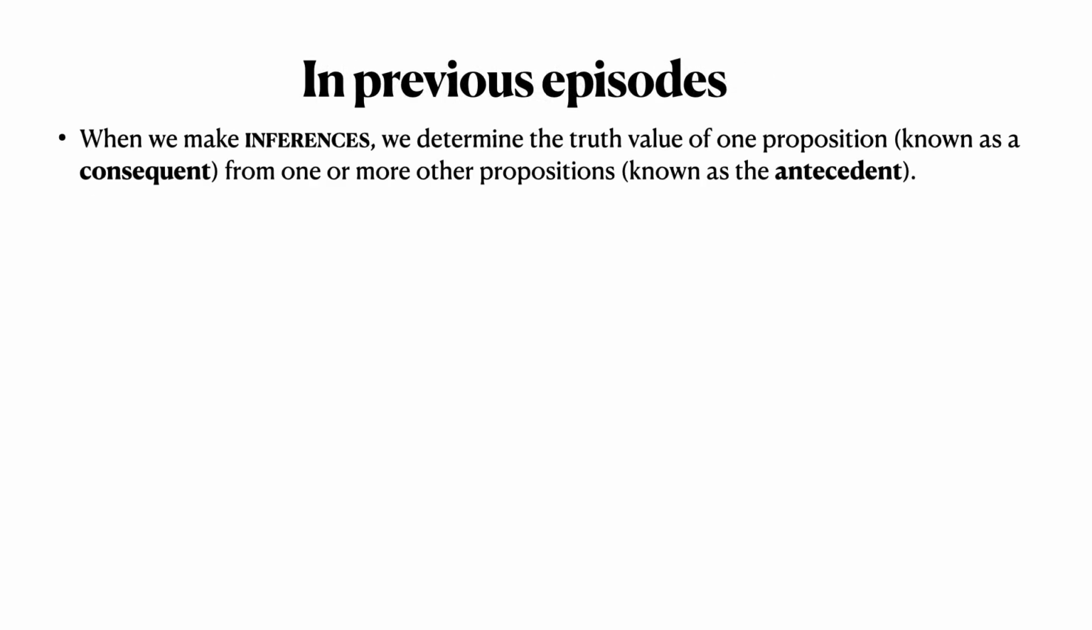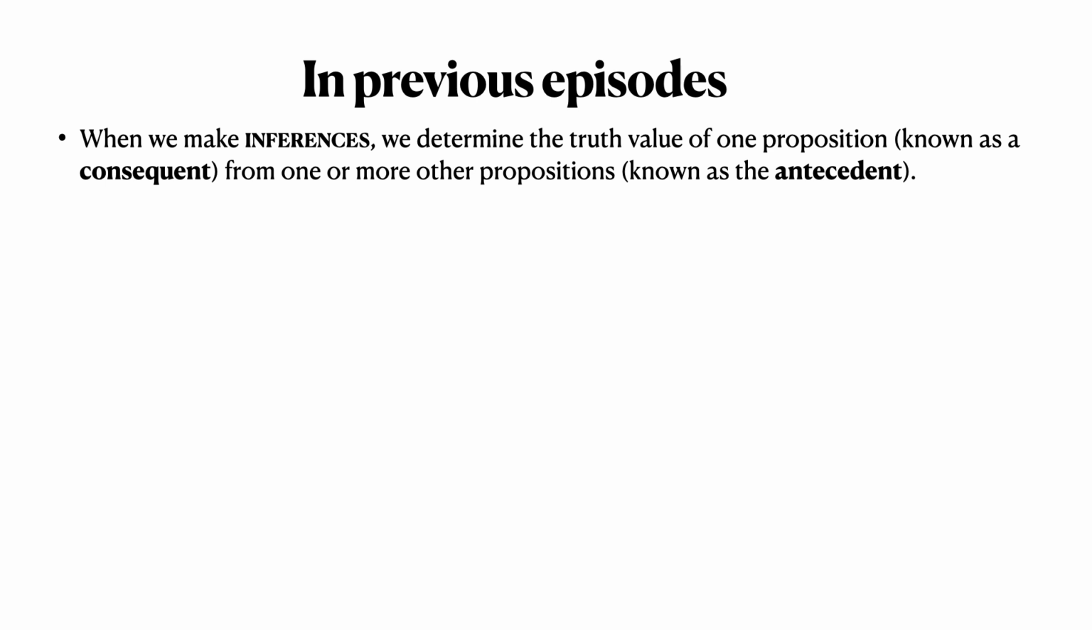All right, so in previous episodes, we've reintroduced the idea of inference, the third act of the mind. Inference is how we determine the truth value of one proposition from true propositions that we already know. The thing that we're trying to determine, the conclusion that we reach, is called the consequent, and it follows from the stuff we already know. That's called the antecedent. The antecedent goes before, the consequent is what follows as a consequence of the antecedent. It follows necessarily.